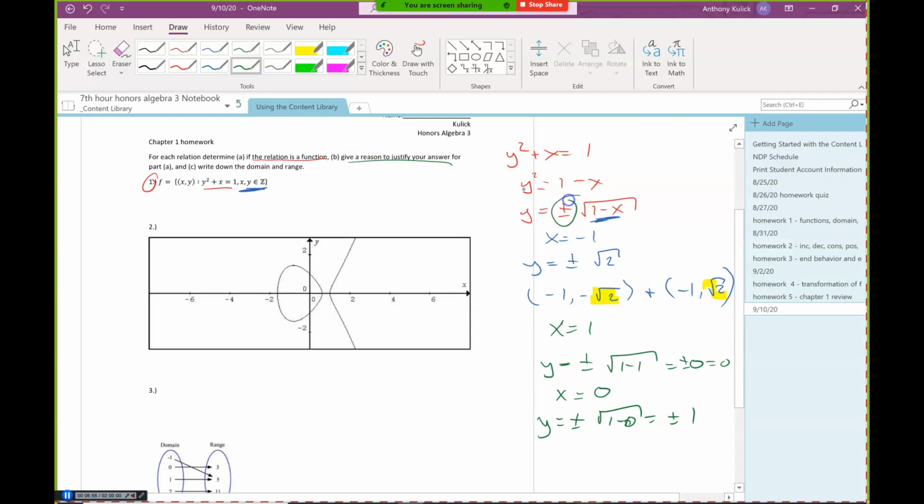As soon as I saw the plus or minus pop up when I rearrange things, that's a good indicator. And my reason here, I've shown that this x gives me 2 different y's. So that's my part B.